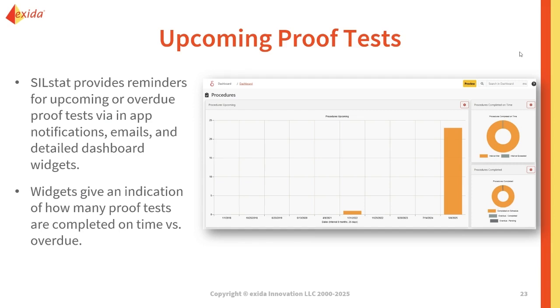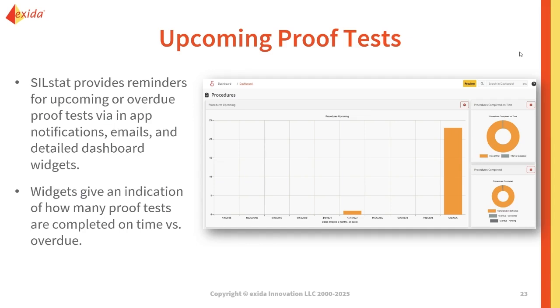When you complete a test within Silstat, or if you are keeping track of your tests elsewhere and you have a third-party system that's integrated with Silstat that indicates that you completed your tests, it will then automatically update the due date for the next test based off of your proof test interval. So reminders are available in-app, via email, and via the dashboard.